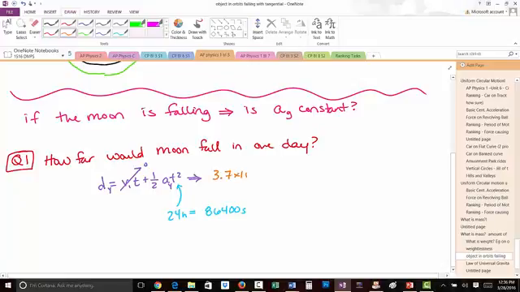3.7 times 10 to the what? That makes me happier. Yes. Does that sound okay with everybody? Is that matching what you got? Gotta square that time. Time squared matters. Okay. That's how far the moon would fall in 24 hours, if the moon is falling.